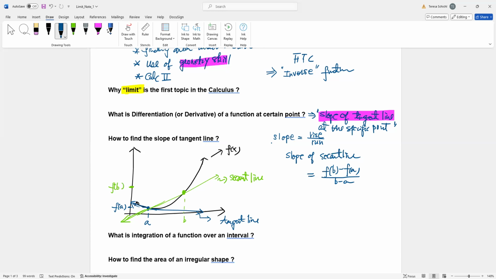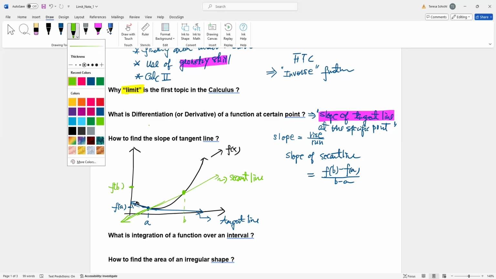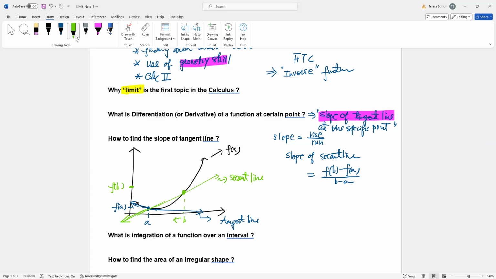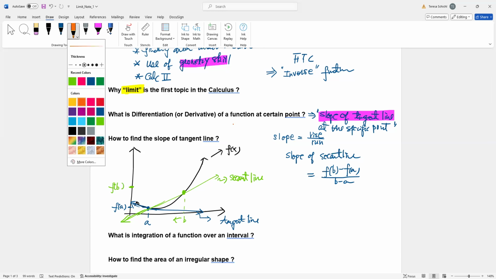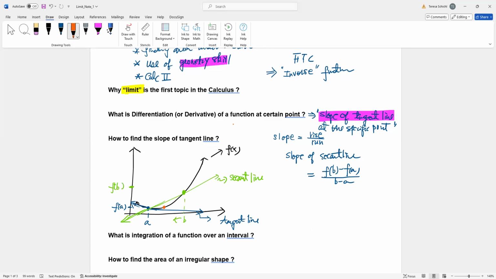So let's see what happens if I push B a little bit closer. Let's use different colors here. If I push B to here, this is my new B, getting a little bit closer to A. Now if I connect these two points, I hope it's not too difficult to draw the line here. As you can see, when the point B gets closer, this orange line is getting closer and closer to my tangent line.